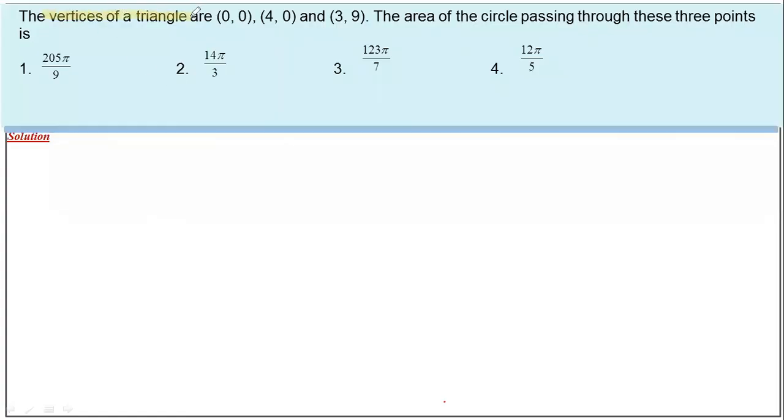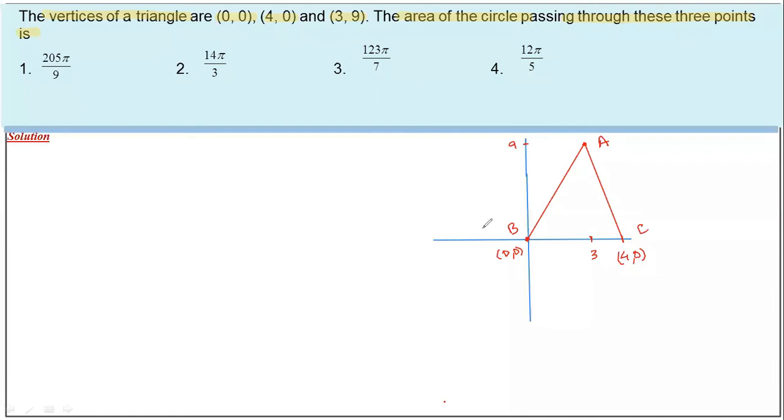The vertices of a triangle are (0, 0), (4, 0) and (3, 9). The area of the circle passing through these 3 points is which of the following? Okay, so suppose these are the respective points where A is (3, 9), B is the origin, and C is (4, 0). Now we have to find the area of the circle passing through A, B, C.